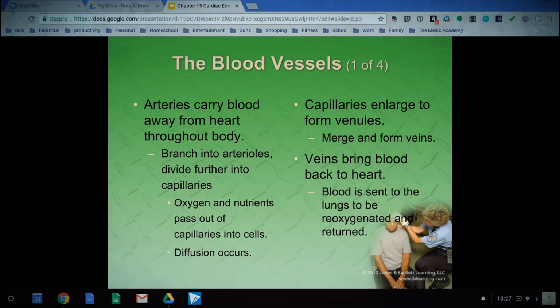All right, so we talked about the heart, the pump, and the blood, which is the fluid. Now let's talk about the pipes, the blood vessels. So arteries carry oxygen-rich blood away from the heart and throughout the body. They further branch into arterioles, which divide further into capillaries. Now, capillaries is where diffusion takes place. So in the capillary beds, oxygen and nutrients are diffused out, and waste products are picked up. Then these capillaries take this deoxygenated blood and waste products and enlarge into venules. These venules merge and form veins, and veins bring the blood back to the heart, where it's sent to the lungs, reoxygenated, and returned to the heart to be pumped through the body once again.